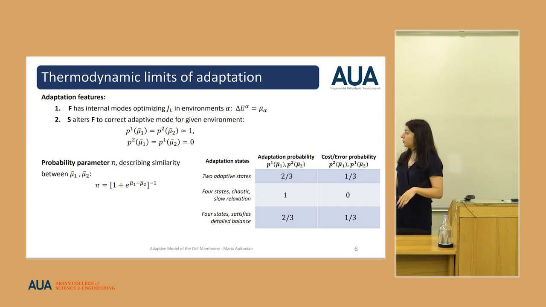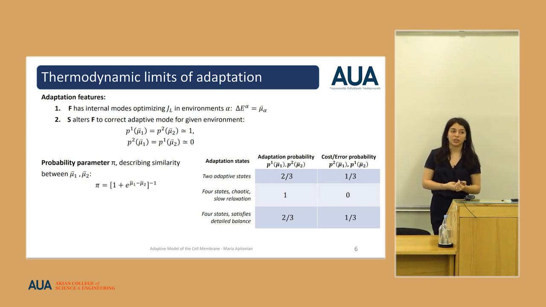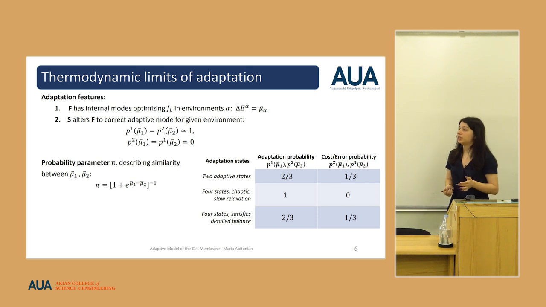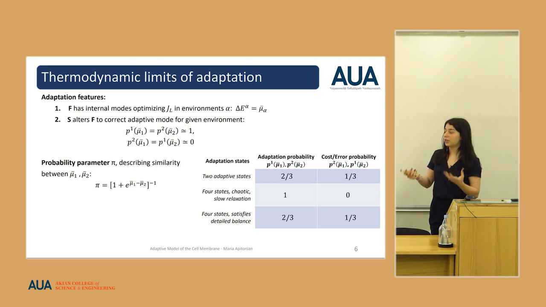In this case, we are able to obtain perfect adaptation, but only if we have very slow relaxation and a completely chaotic system where the detailed balance condition is not ensured. If we introduce the detailed balance equation and define a precise temperature for theta, this again breaks down to 2 over 3. The exact same results were obtained with six states, so there's a perfect adaptation for chaotic systems and 2 over 3 for detailed balance, which shows this 2 over 3 value to have some sort of underlying theoretical limit.